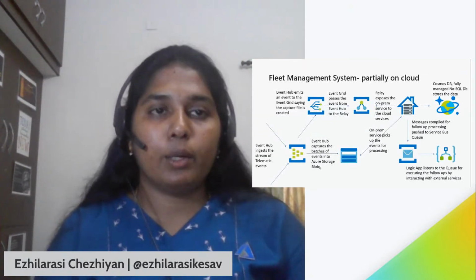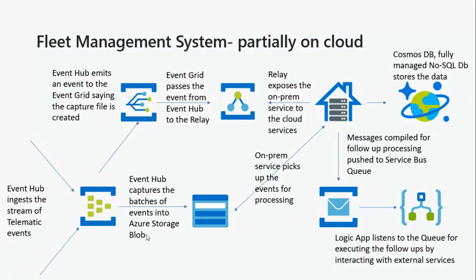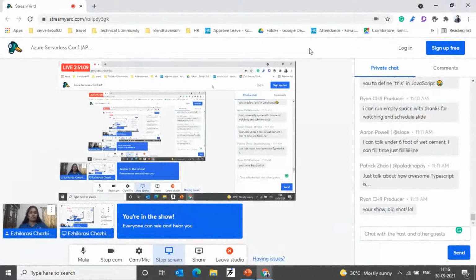So here is how I have designed the fleet management system, which is partially on the cloud. I have an Event Hub put in place as an event ingester, which is capable of ingesting a stream of telematic events seamlessly. And Event Hub has a wonderful feature called capture. When we deal with events, there are two critical processes that need to be taken care of: one is saving the events and then processing them. Event Hub cuts off the overhead of me dealing with saving the events. Let me show you how easy it is to enable saving of events using an Event Hub.